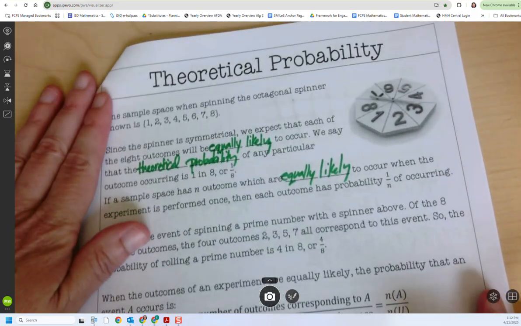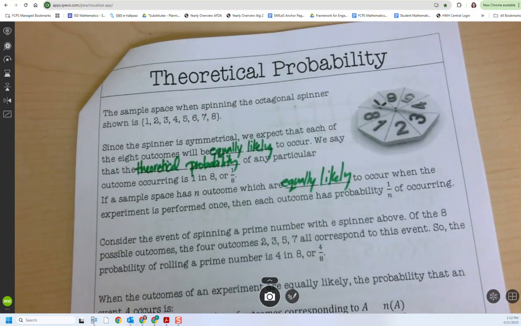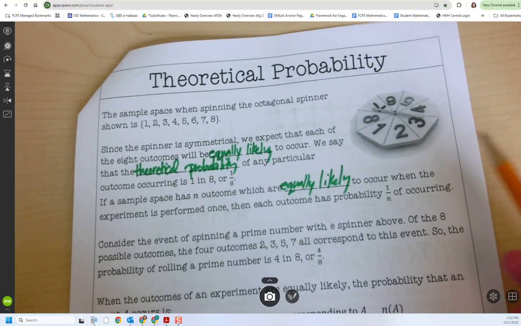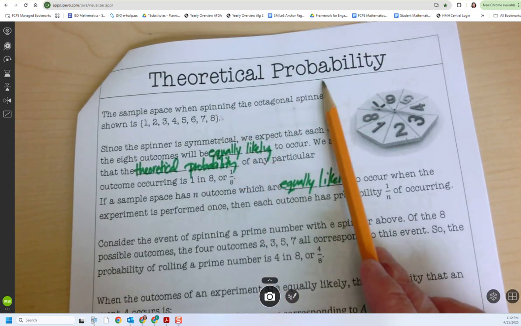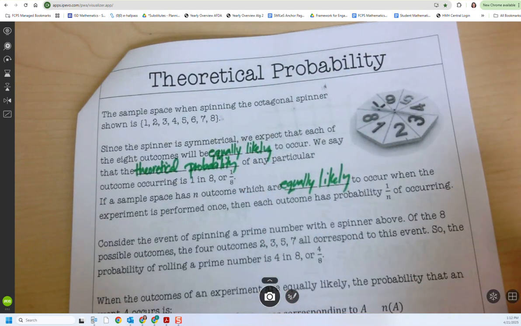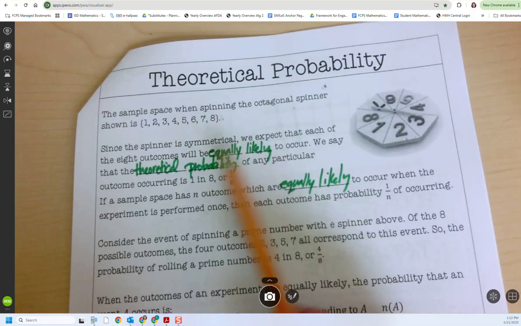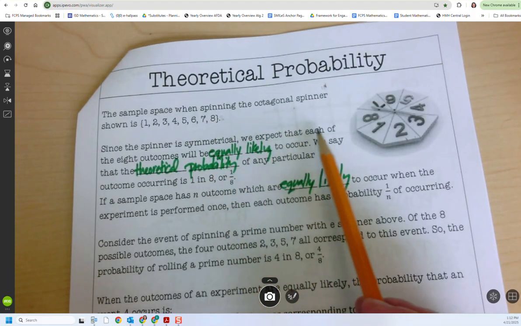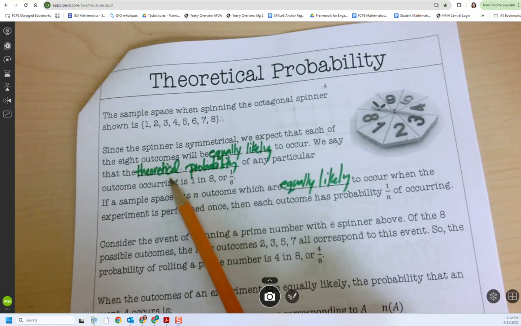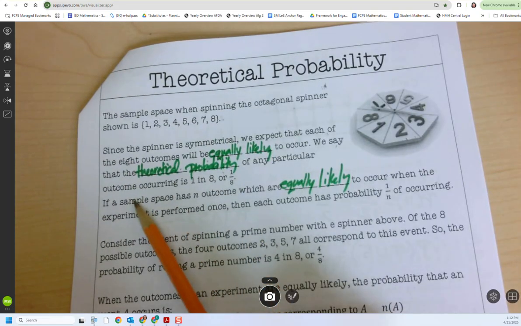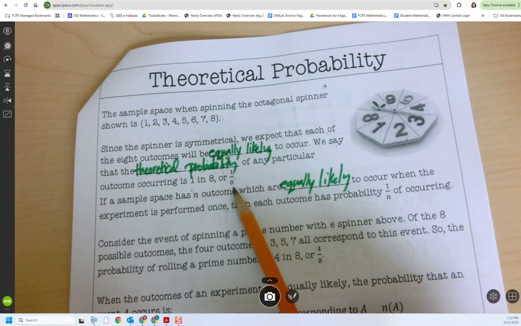Okay, that was experimental probability because you do an experiment to see how often something happens. But you don't have to do an experiment all the time. Some things are very predictable. Like in the spinner, you know that each number is equally likely to land on. So we can talk also about the theoretical probability of something happening. Since this spinner is symmetrical, we expect each of the 8 outcomes will be equally likely to occur. So the theoretical probability of any outcome is 1 in 8, or 1/8.